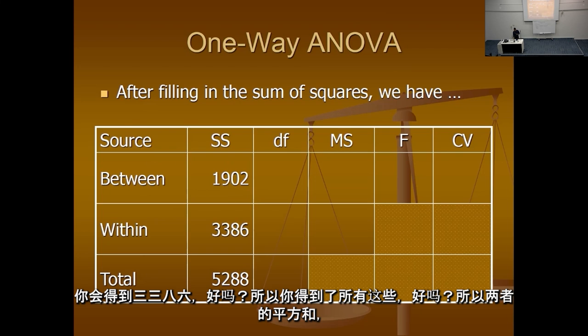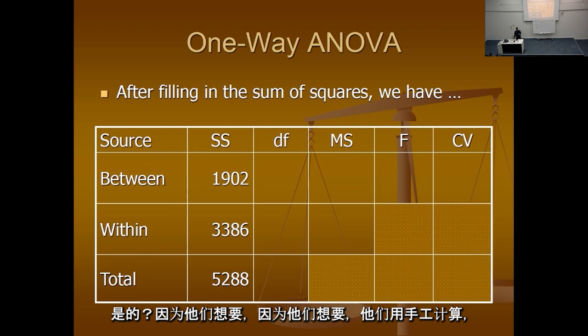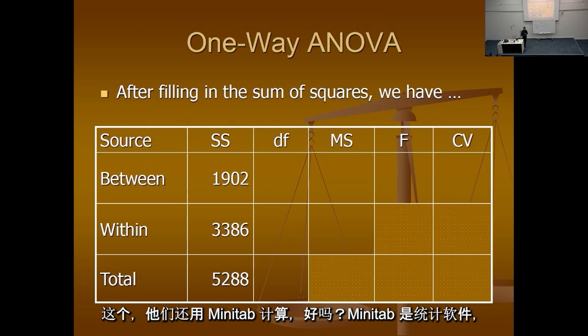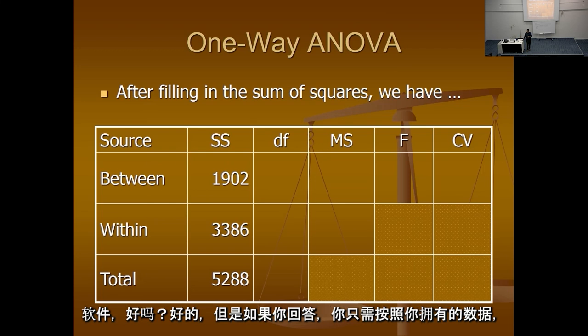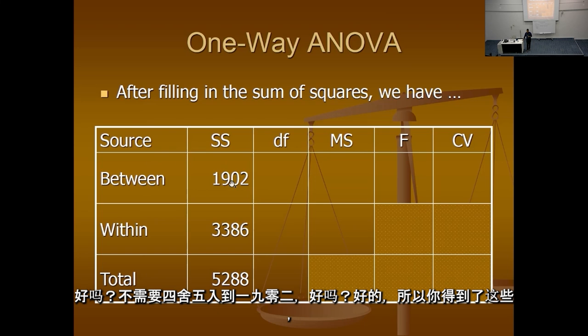About the sum square between: they calculate it with manual calculation and also with Minitab. Minitab is statistical software, and maybe some of it is rounded off in the software. But if you answer, you just follow the data that you have. No need to round it off to 1902.